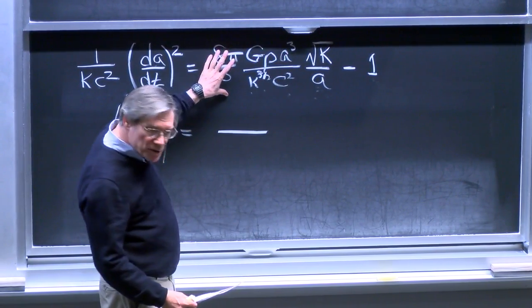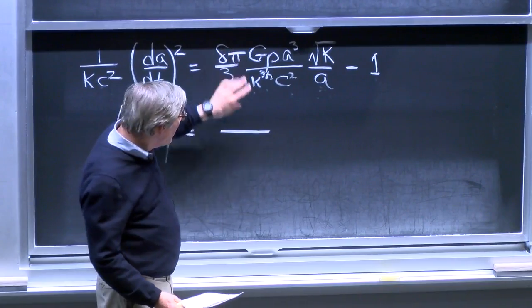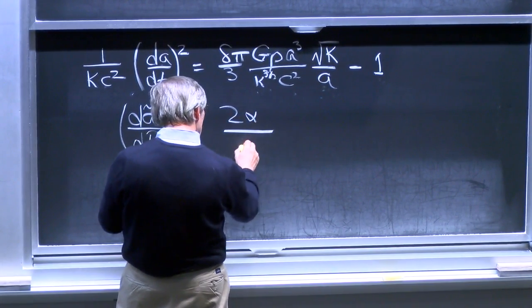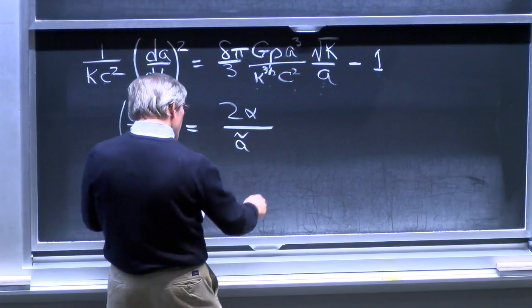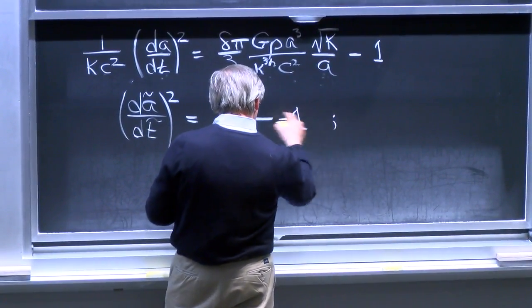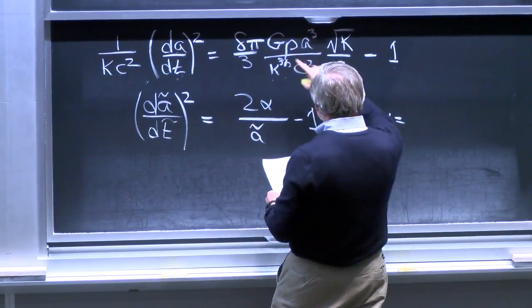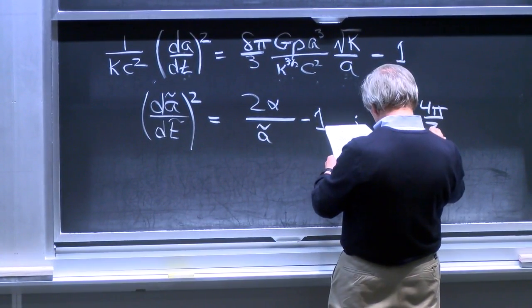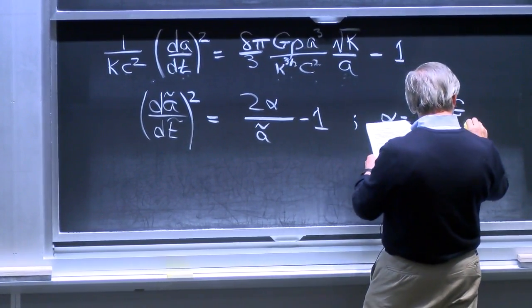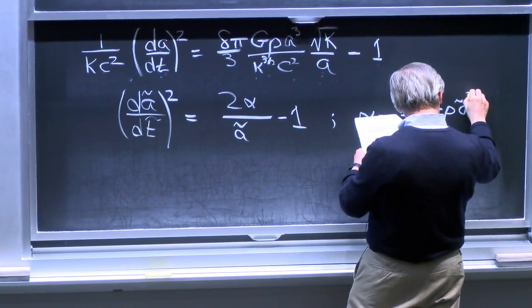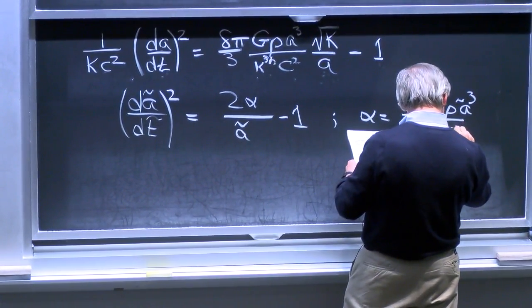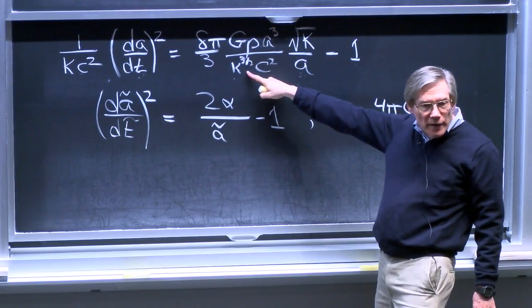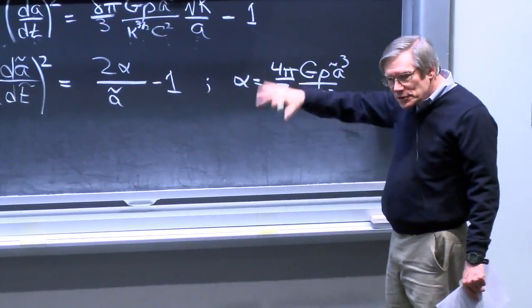So I'm going to take all of this, which is a constant, and just give it a name. So this term becomes a constant that I will call 2 alpha divided by a tilde. And then we still have minus 1. And this constant, which I'm calling alpha, is just all of this factor except for a factor of 2. So it's 4 pi over 3 g rho a tilde cubed divided by c squared. A tilde because we had a divided by a cubed divided by k to the 3/2, and that's a tilde cubed. So I've just rearranged things.